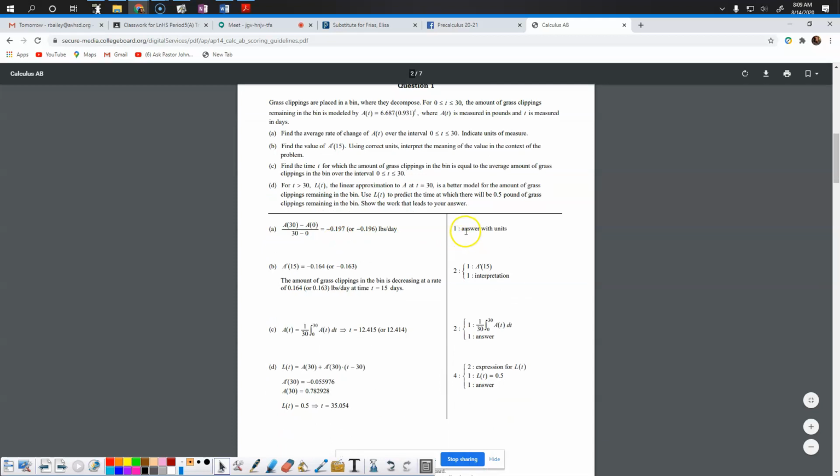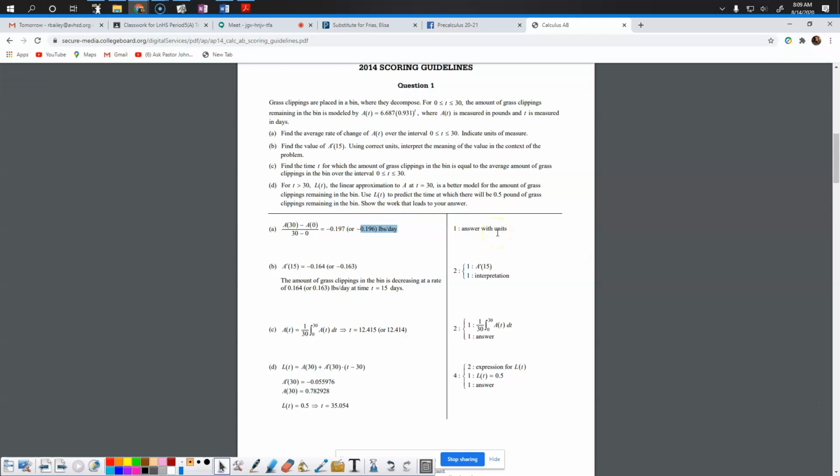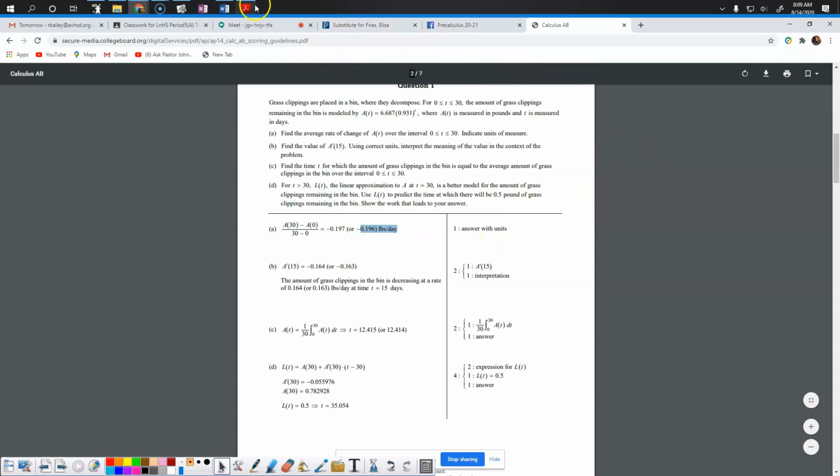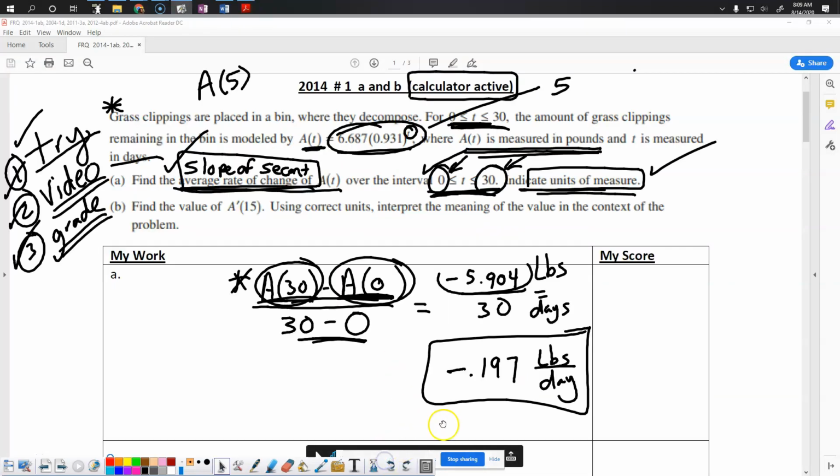So this is worth only 1 point out of 9. The answer, negative 0.196 with the units. So you only get 1 point for the whole thing, which surprises me. I would have thought they would have given it 2 points, 1 point for the answer, 1 point for the units, but they didn't. So now I'm kind of learning how they grade here, okay? So what I would do at this point is come back and give myself a score. I did get both of those things right, so I would give myself a score of 1.